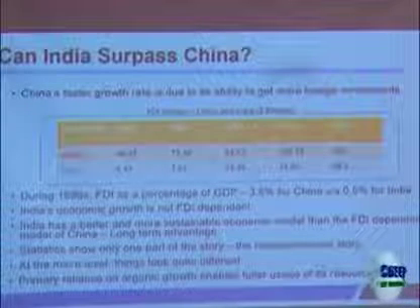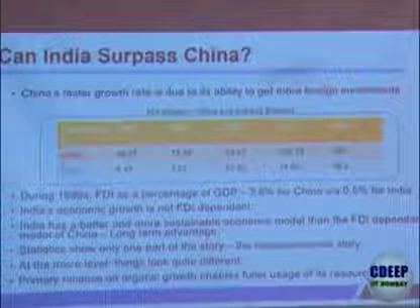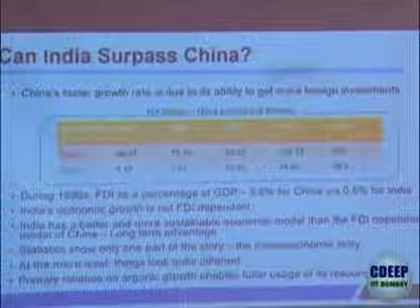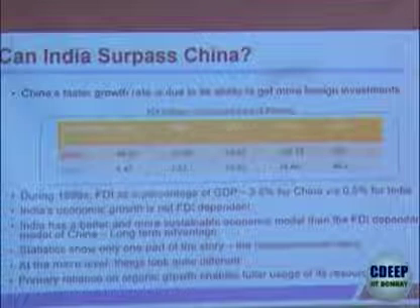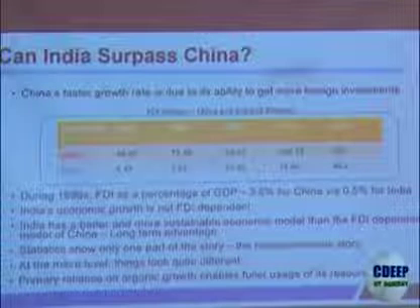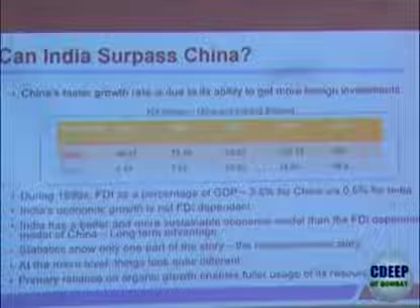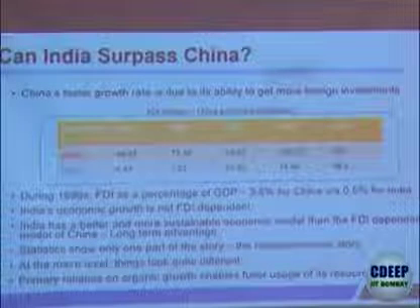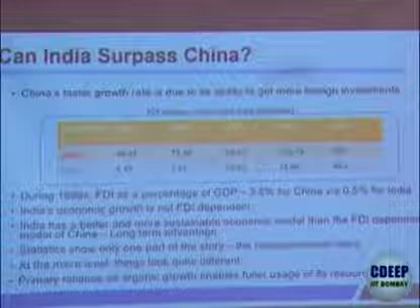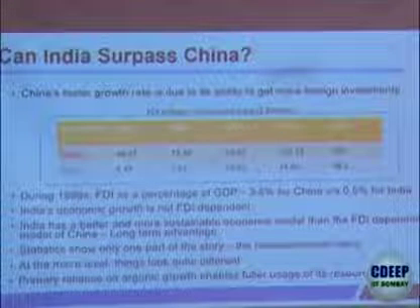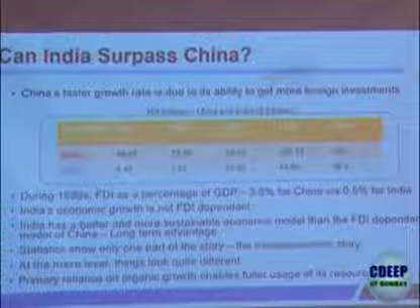Now during the 1990s, FDI as a percentage of GDP was 3.6% for China versus only 0.5% for India. This is because India's economic growth is not FDI dependent, as is the case with China. And that is why it has a much better and sustainable economic model, and it has a very long-term advantage. These statistics of the overall economy show one part of the macroeconomic story, but at the micro level, things are very different. The best part about the Indian model is that the primary reliance on organic growth enables fuller usage of the resources. So that is why India in the long term is in a much better hand.